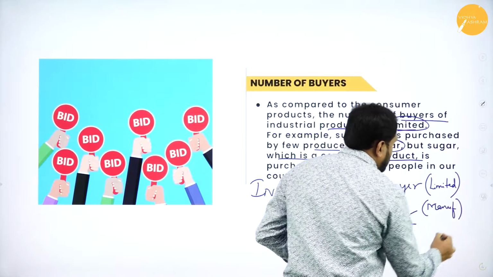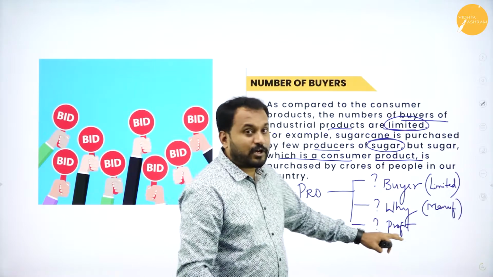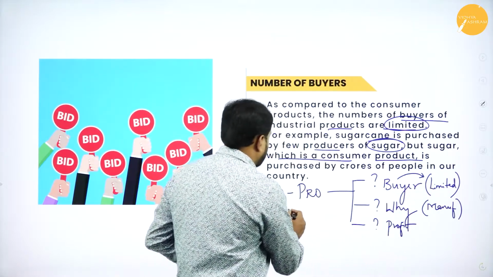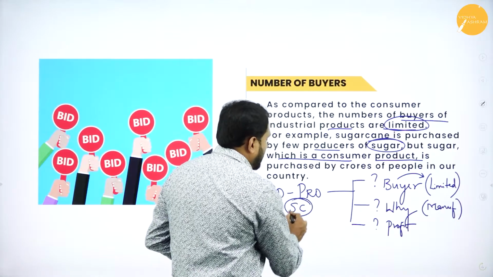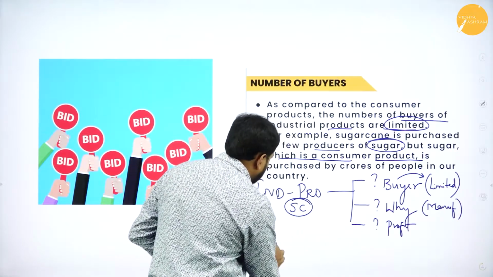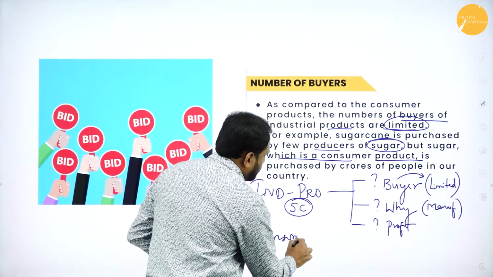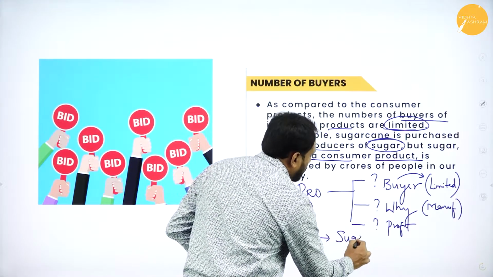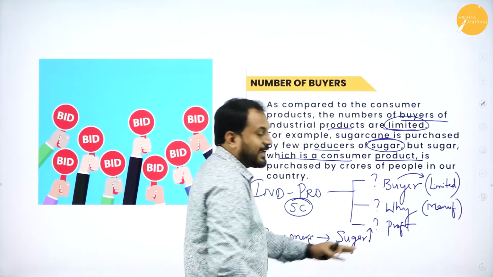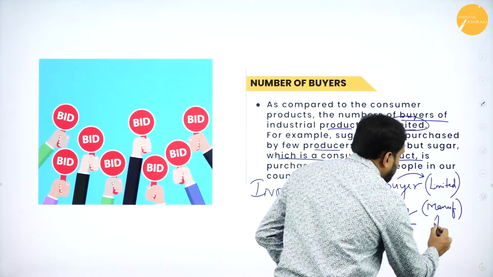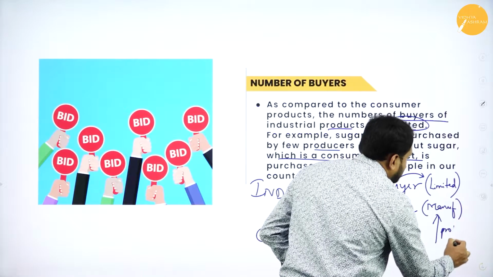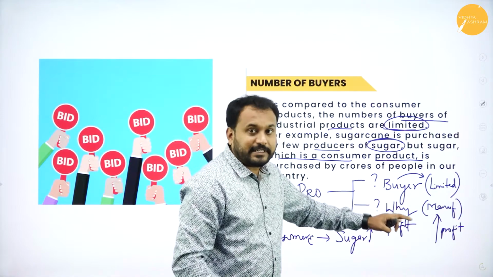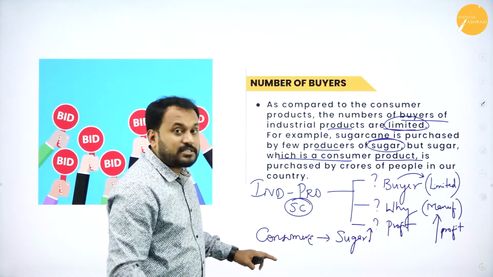Manufacturers are fewer. But how is it that they'll actually make profit? When buyers are limited, that is, for the industrial product called sugar cane, right? But consumers are there, right? They actually use sugar more. So will they get profit? Definitely yes. So the profit ratio is what? It is more. The reason is the buyers are limited, manufacturers are limited, so consumers are more.